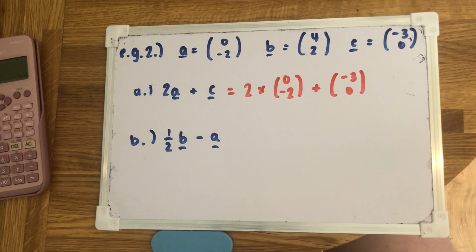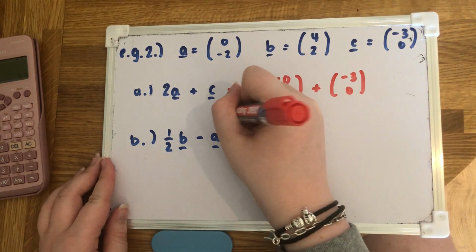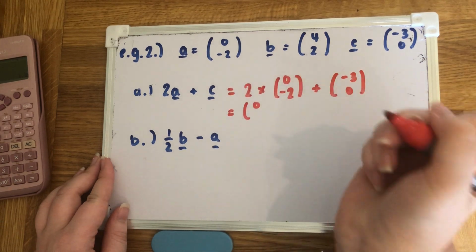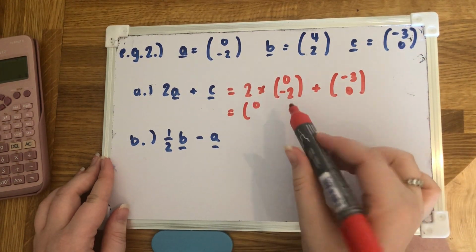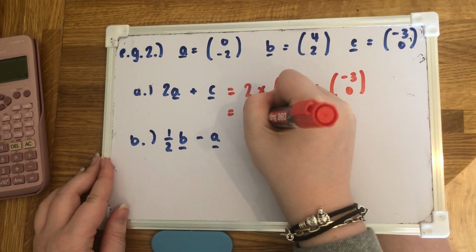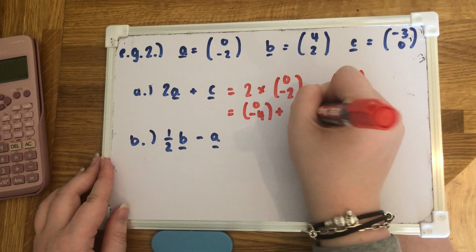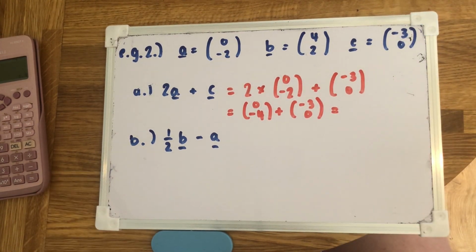A bit like BIDMAS, we've got to do the multiplication bit first before we can add it on. So 2 multiplied by 0 is just 0. Be careful, I know some people want to write 2. 2 multiplied by -2 would give us -4. And then I've rewritten the second part of it just so it makes it clear.